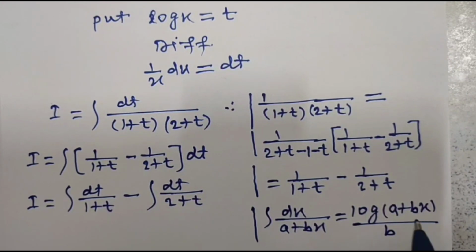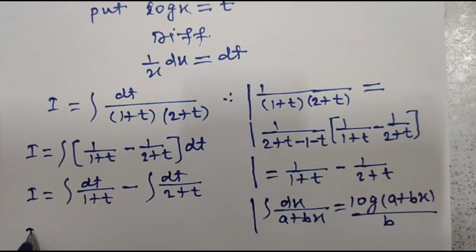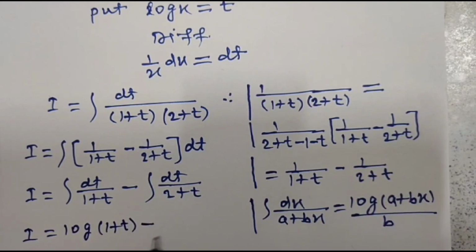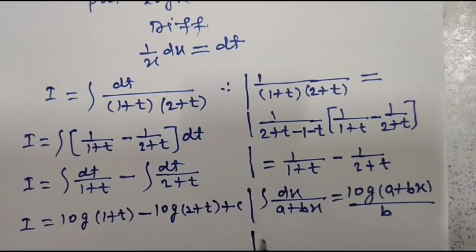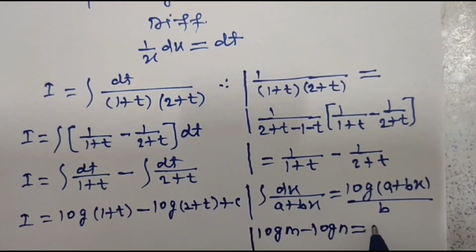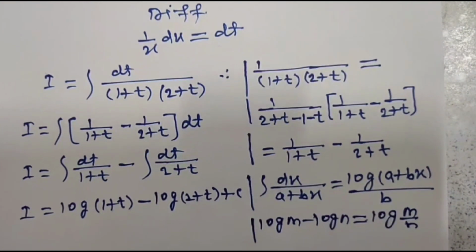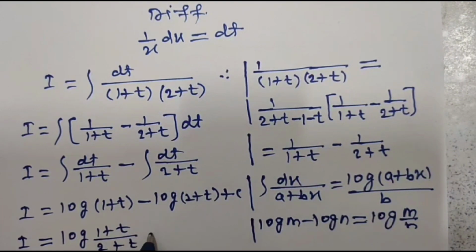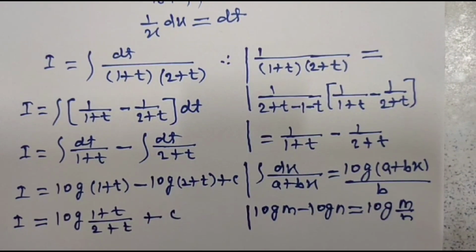b is nothing but the derivative of a plus bx, or the coefficient of x, which is b. Hence I is equal to the integral of 1 upon 1 plus t, which is logarithm of 1 plus t, minus the integral of 1 upon 2 plus t, which is logarithm of 2 plus t, plus integral constant c. Now again applying the property of logarithm, logarithm of m minus logarithm of n is equal to logarithm of m upon n. Hence this integral I is equal to logarithm of 1 plus t divided by 2 plus t plus integral constant c.